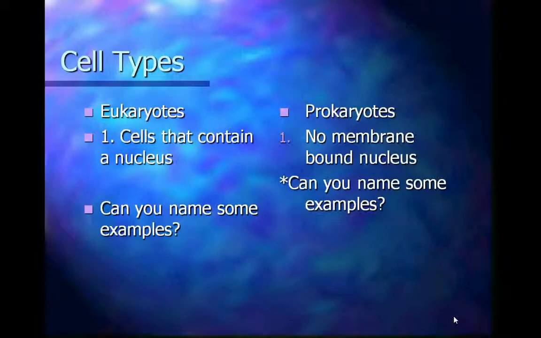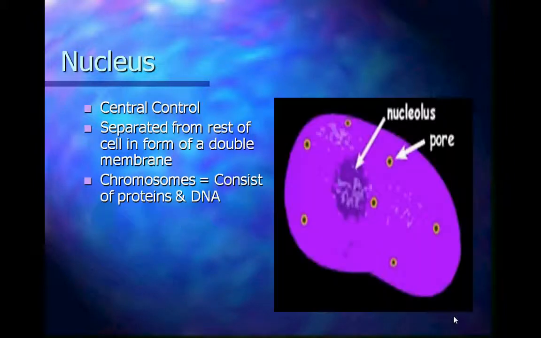First of all, I hope you all know this, but a eukaryotic organism, or a eukaryote, is one that has a nucleus. Prokaryotic cells are cells that do not have a nucleus, and we're going to be talking about that in class, but you need to at least know those definitions for now.